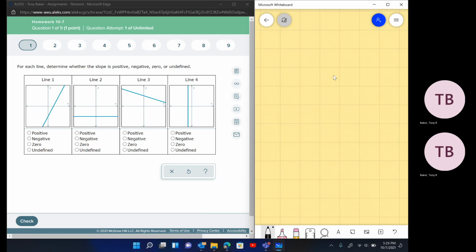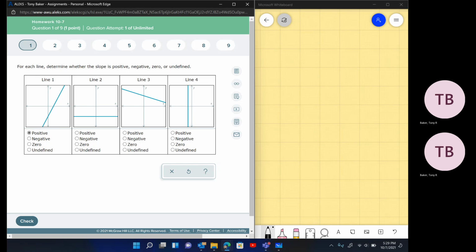All right, so this one, line 1 is going to be what? Positive. Line 2 is going to be 0. Line 3 is going to be? Yep. And line 4 is going to be? Undefined. Very good.